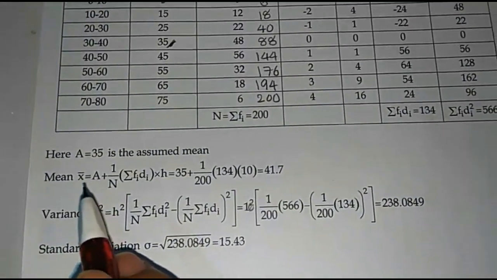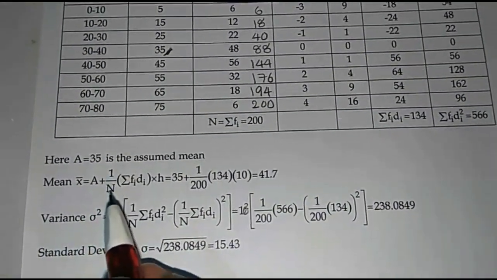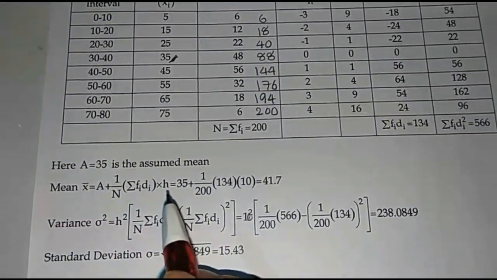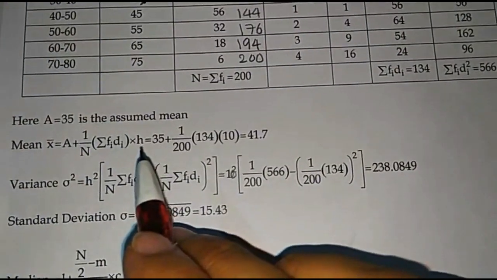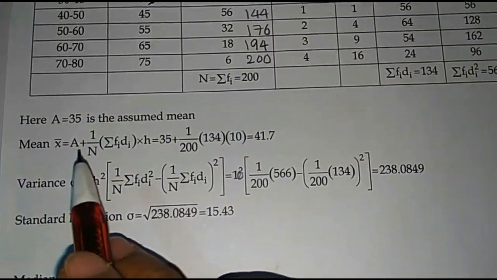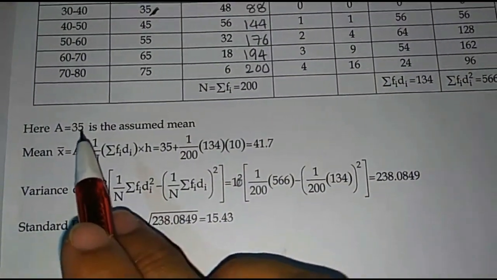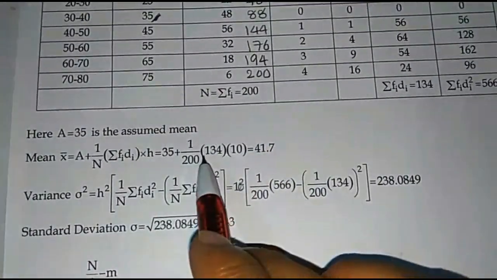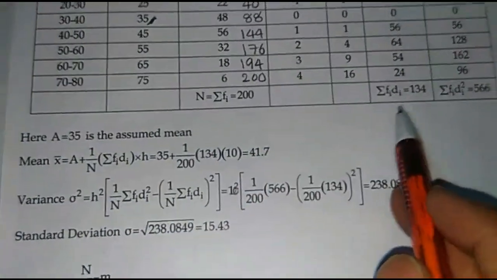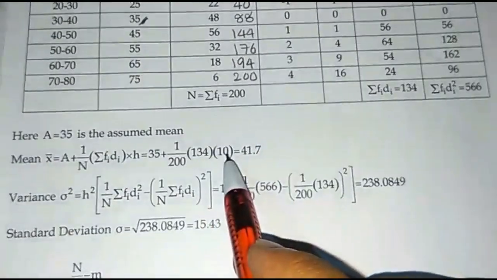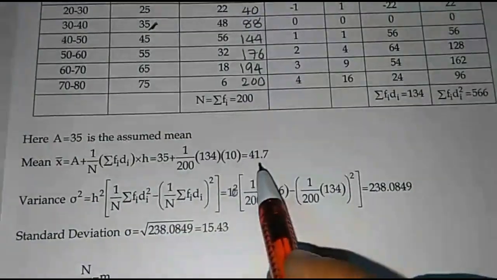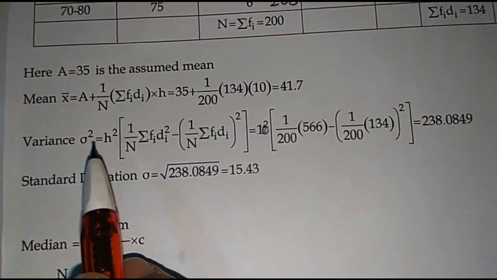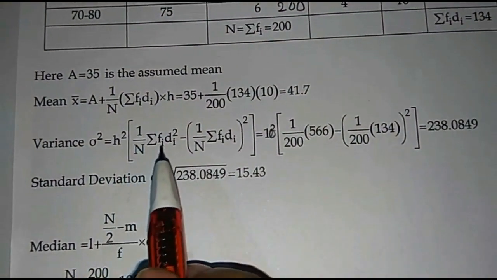Here the mean x bar equals assumed mean plus 1 by sum of frequencies into summation Fi di into h, where h is the length of the interval. Now just by substituting the corresponding values, assumed mean a equals 35 plus 1 by sum of frequencies 200 into summation Fi di, which is 134, into width of the interval, which is 10. That gives 41.7.